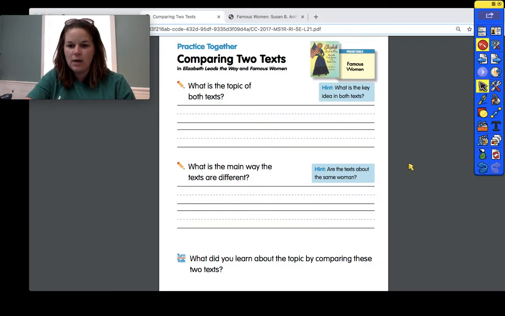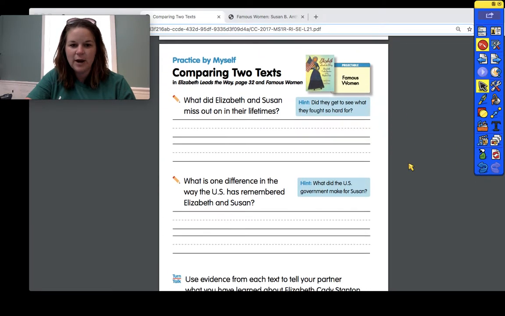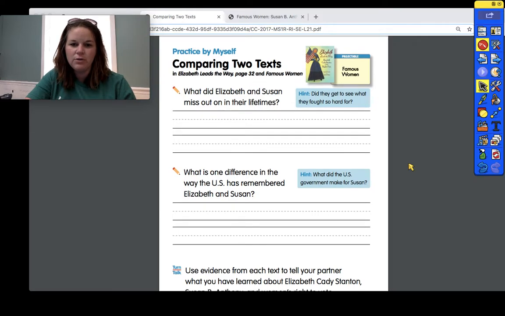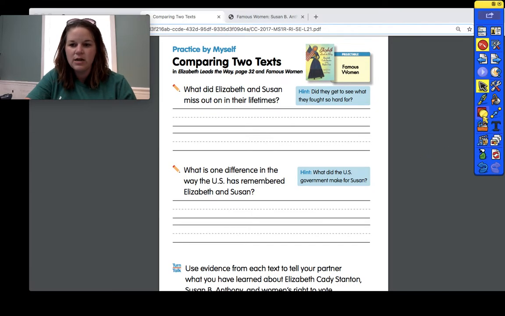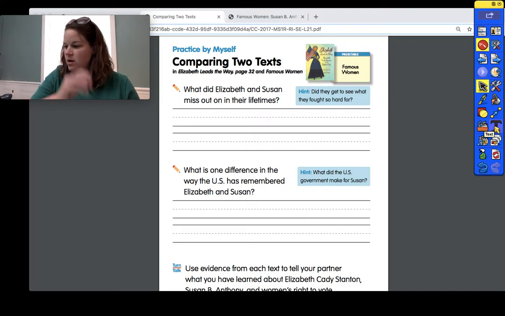Okay, now I'm going to go to the back of this. Now this is practicing by yourself, but I will go through this and help you out. Try to get some of the answers on your own if you can, though, okay? All right, so again, still comparing these two stories.